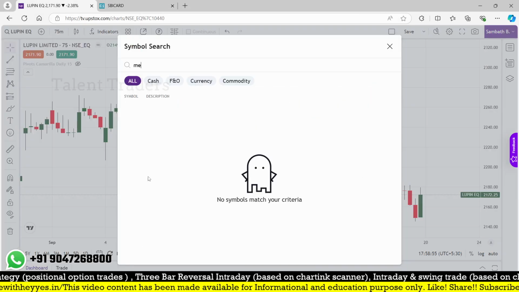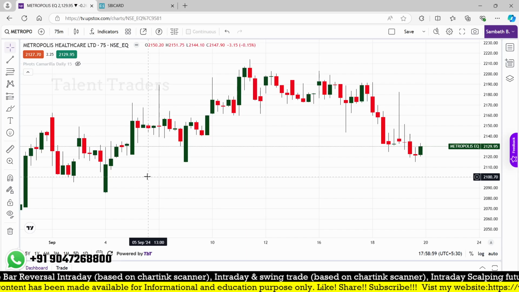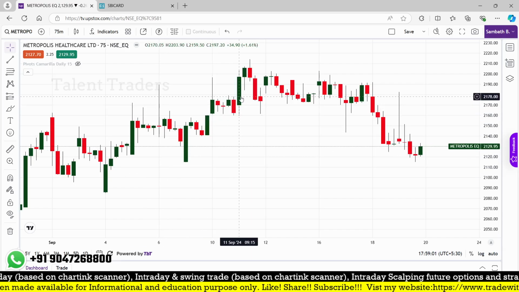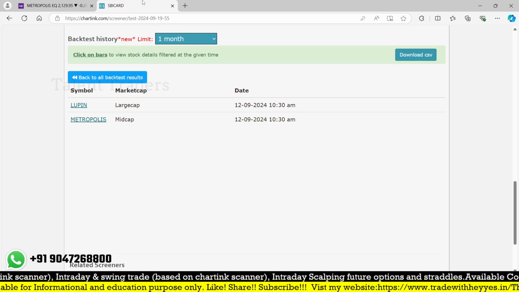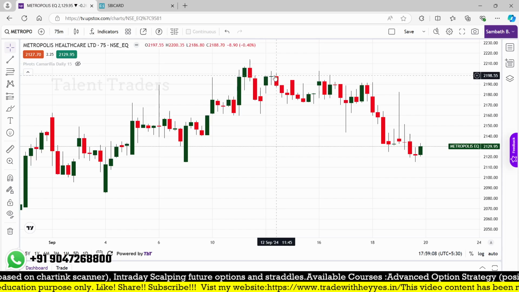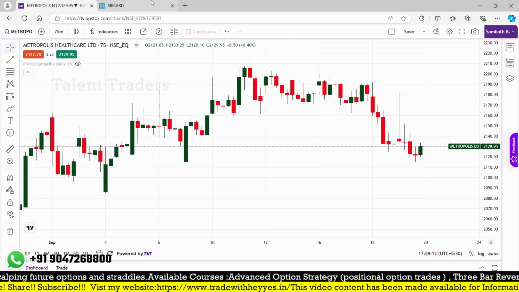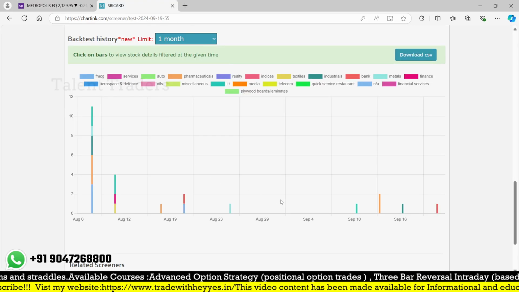Metropolis. Let me check Metropolis. But with 75 minutes, the logic is to find the candle numbers. And I think the date is 12th, maybe at this candle. But in this case, it failed. But even if it fails, it is still available on the scanner. So it will never repaint.